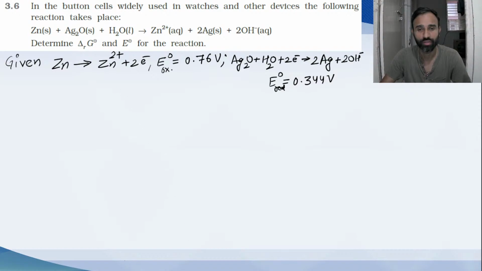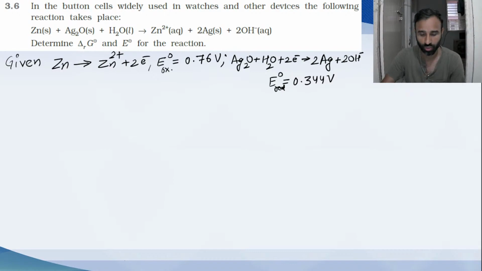Today we will do the questions from 3.6 to 3.18. Question 3.6 is: in the button cells widely used in watches and other devices, the following reaction takes place. Zn(s) + Ag₂O(s) + H₂O(l) gives Zn²⁺(aq) + 2Ag(s) + 2OH⁻(aq). We have to determine the ΔG° and E° for the reaction.